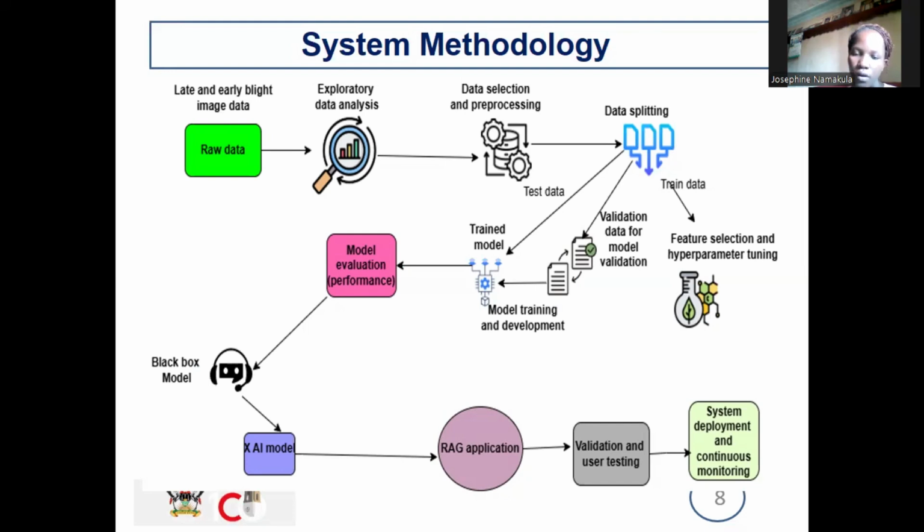We trained the model and we developed it. We evaluated the model. We applied explainable AI to the black box models to understand what the models are really saying. We shall also choose the best model. We feed the results of our model into the RAG application with some text data.